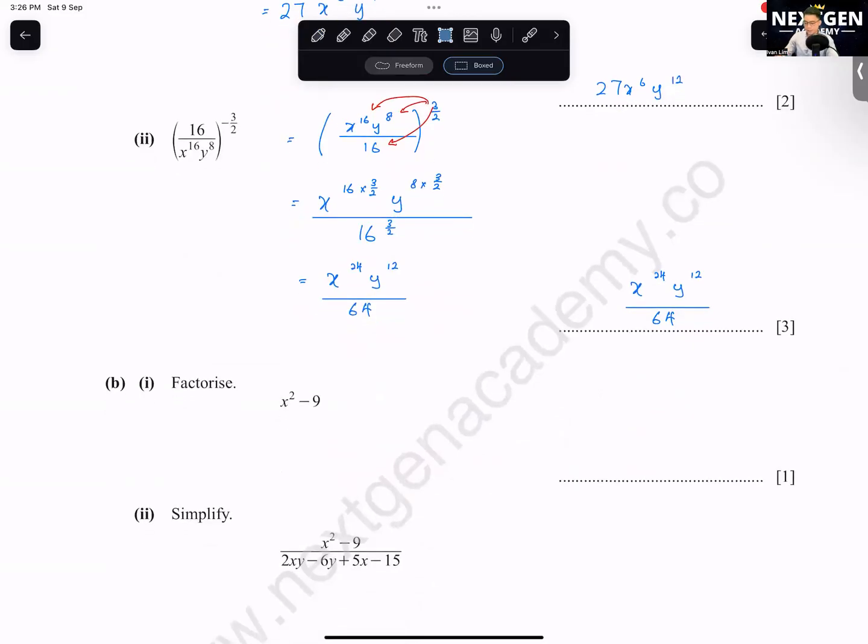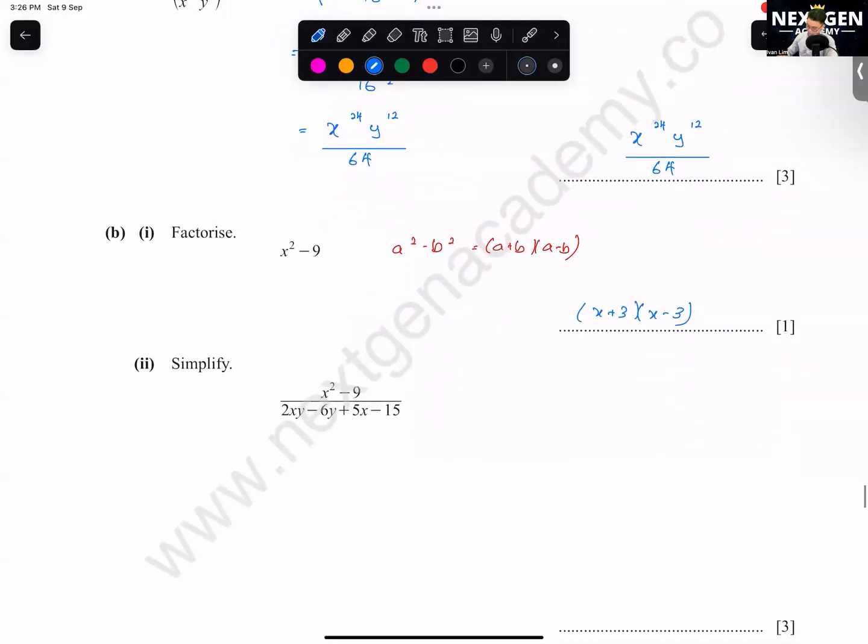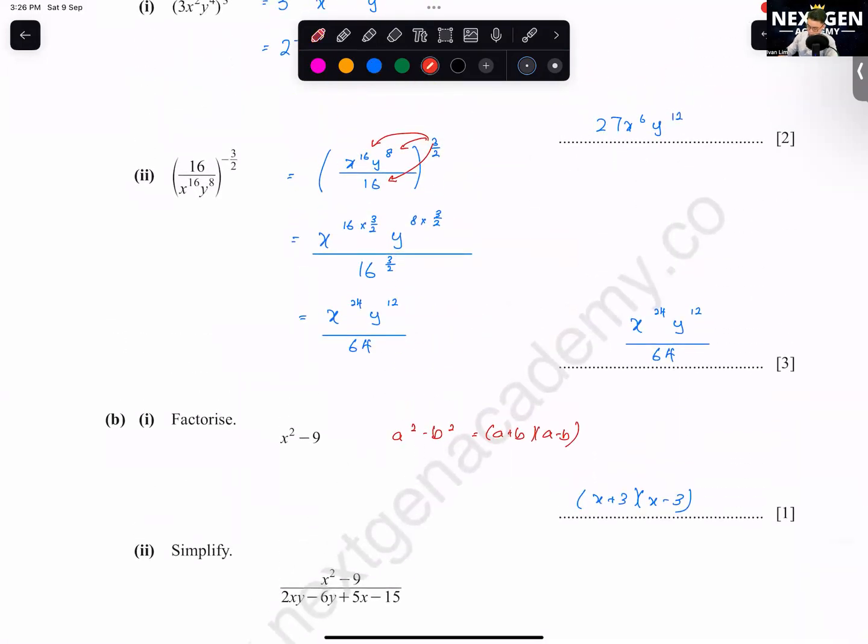Next one, factorize x squared minus 9. This is just a squared minus b squared equals a plus b, a minus b. So you will just get x plus 3, x minus 3. Next one, simplify this. At the bottom one, why did I flip the fraction? Because of the negative power. This is a negative inverse power. So I apply the negative first. Like, let's say a to the power of negative 1 is 1 over a. But if you don't want to do it that way, you can also multiply it inside. x minus 3, x plus 3 can also.